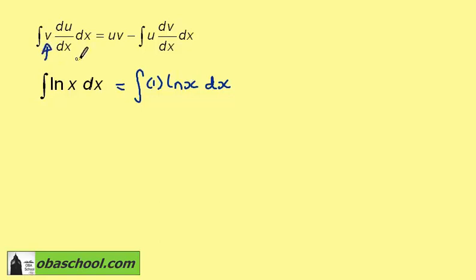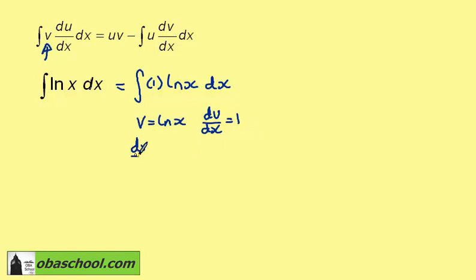We always take the v to be log x if it's present. Therefore here we're going to take the v to be log x and the du dx to be 1. If log x is present, this is the one exception to taking a power of x as being the v.